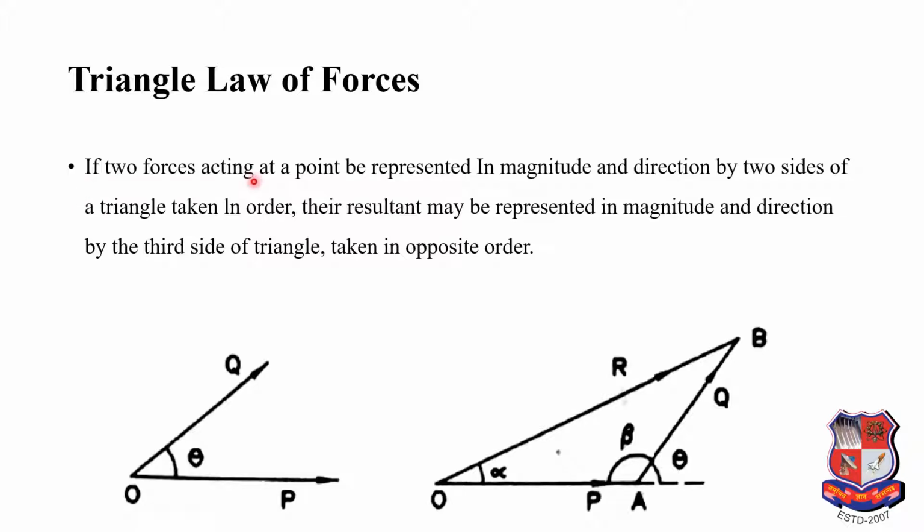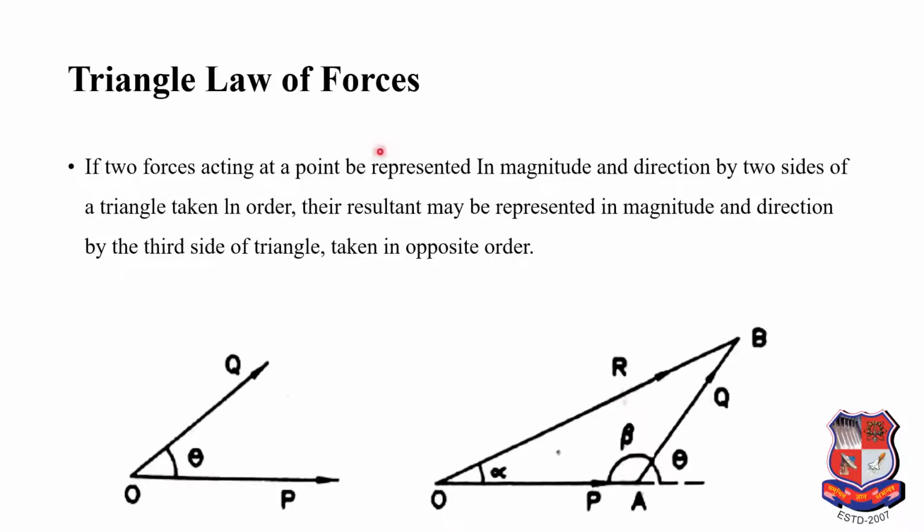If two forces acting at a point are represented in magnitude and direction by two sides of a triangle taken in order, the resultant may be represented in magnitude and direction by the third side of the triangle taken in opposite order. So you can see that two forces are there.